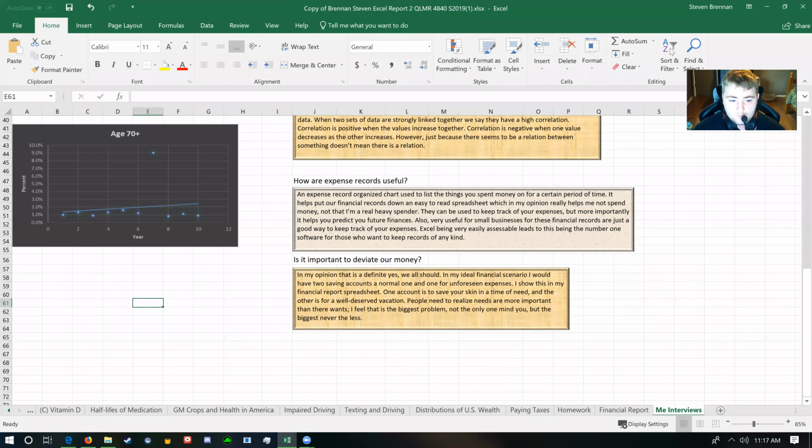Is it important to diversify our money? And what I mean by that is basically a savings account. Oh, blocking my face. I don't know if the screen recorded that. In my opinion, that is a definite yes.